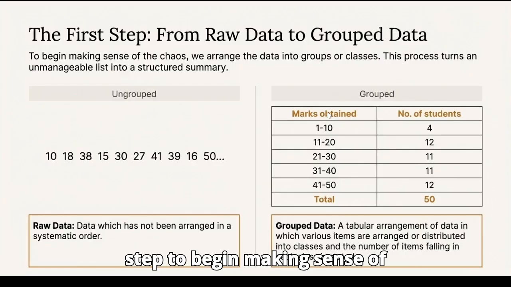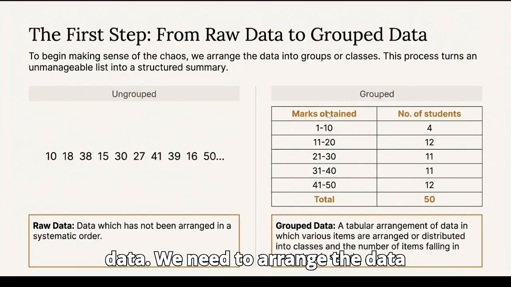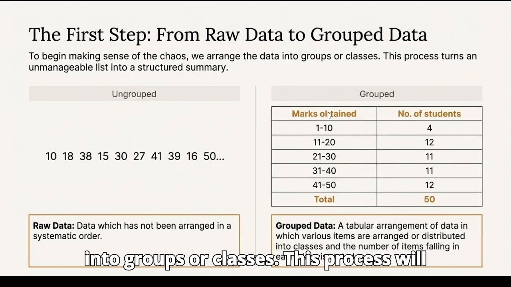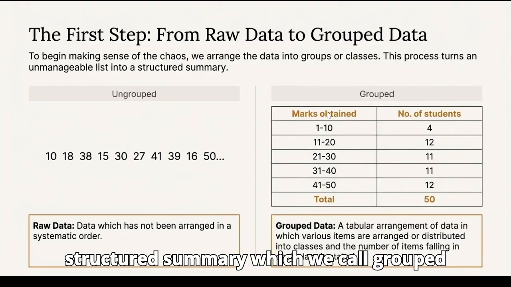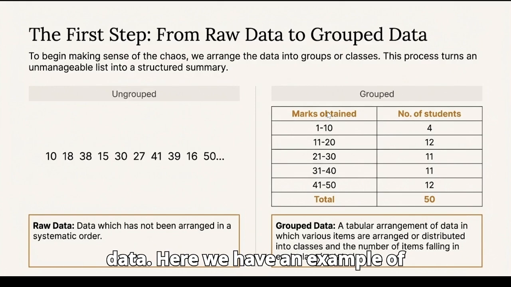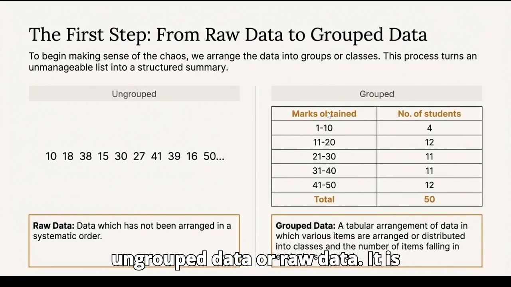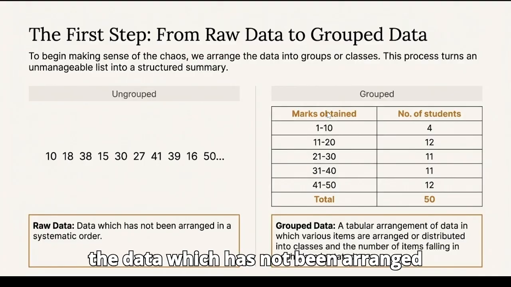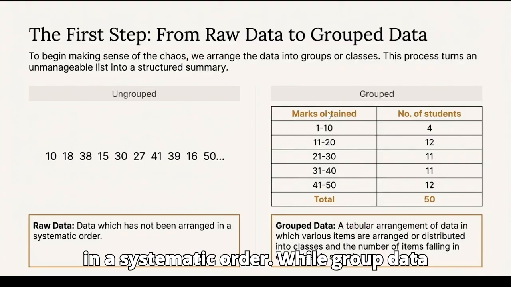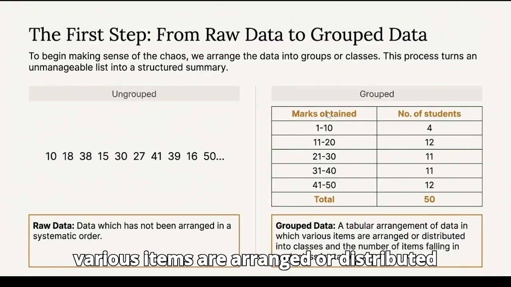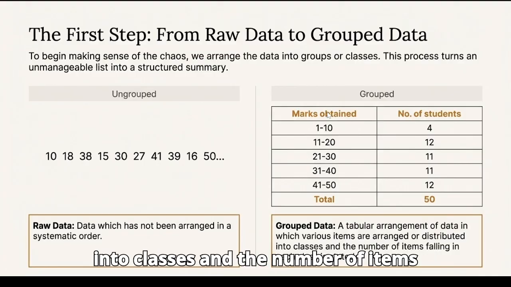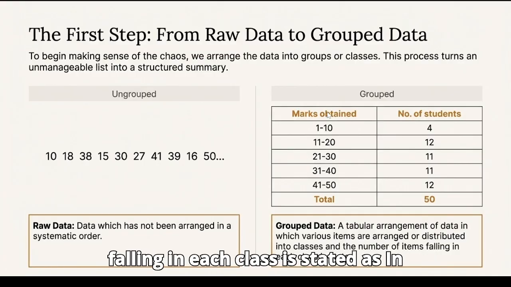The first step to begin making sense of the chaos, which is from raw data, we need to arrange the data into groups or classes. This process will turn an unmanageable list into a structured summary, which we call grouped data. Here we have an example of ungrouped data or raw data. It is the data which has not been arranged in a systematic order, while grouped data is a tabular arrangement of data in which various items are arranged or distributed into classes, and the number of items falling in each class is stated.